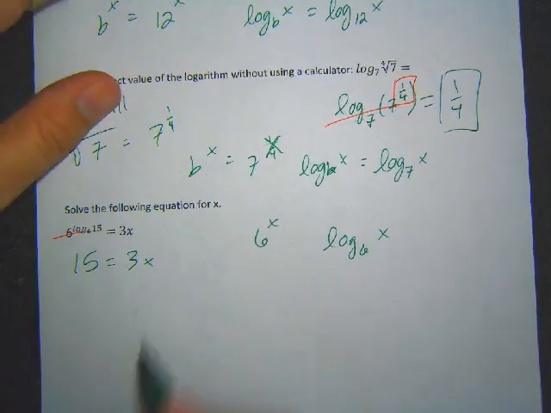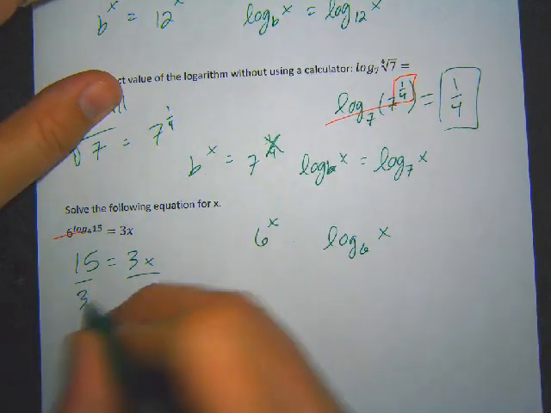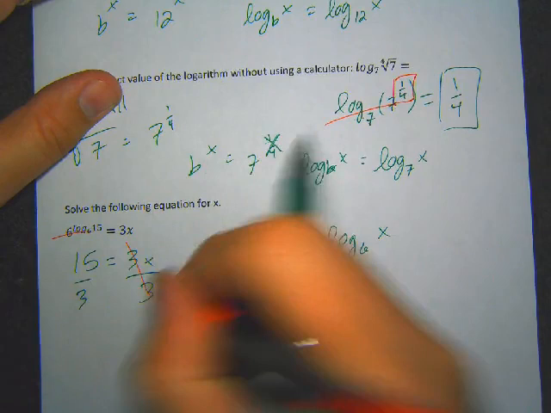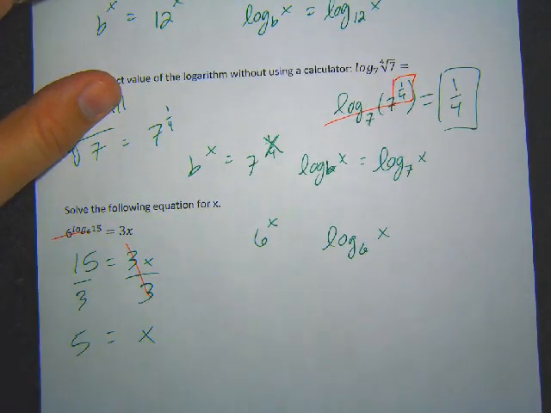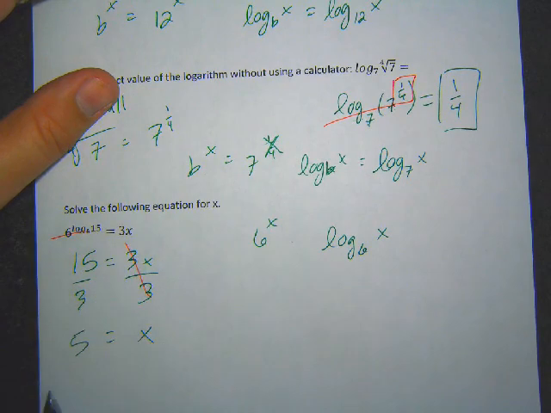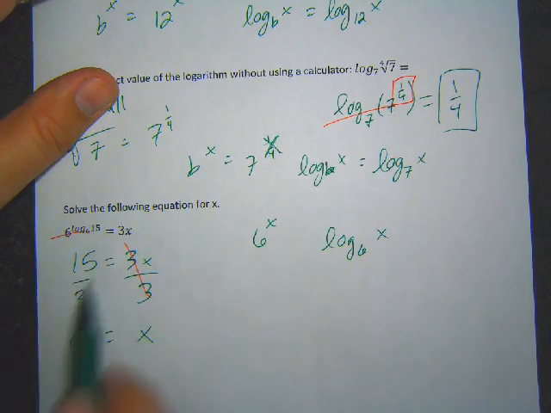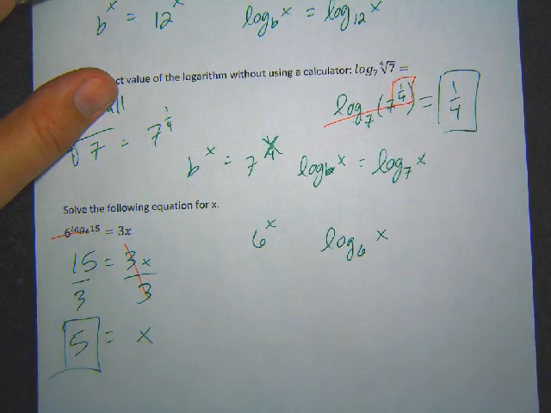Let's go ahead and finish this one here. I'm going to divide both sides by 3. So just working to get x by itself. 15 divided by 3 is 5. And so we see that the answer here is 5. You could check it. You can put 5 in and you get 15. And again, this solves and gives you 15 on this side. So 5 is the answer on this one.